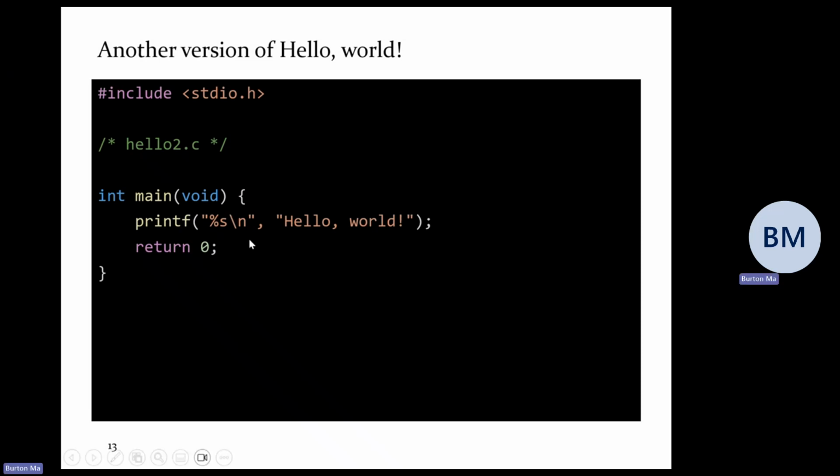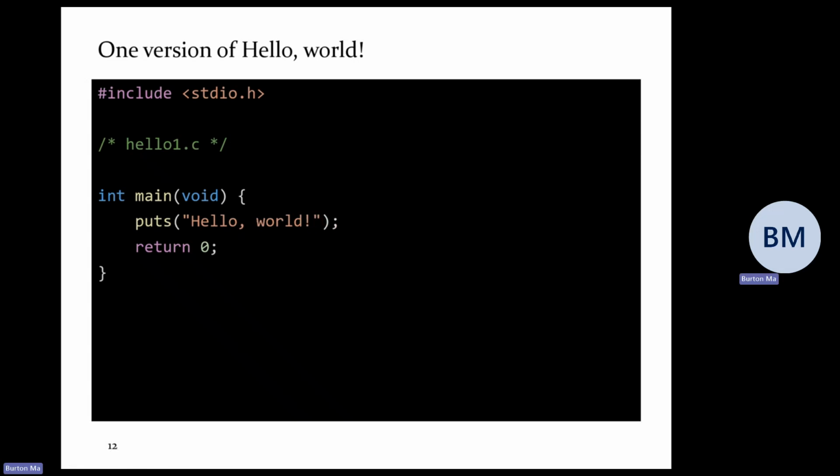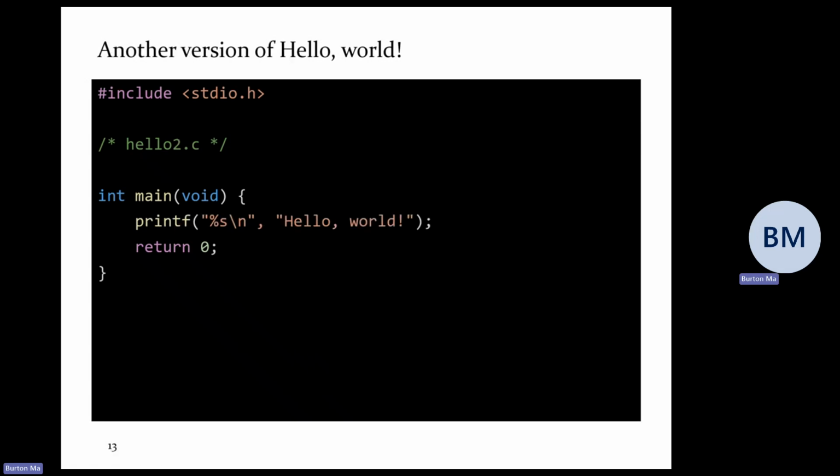The \n is the new line character, so that means print a new line after converting that to a string. So that prints hello world and then goes to the next line. Puts goes to the next line automatically for you. Puts can only handle strings though. Printf can handle anything you pass to it. So if you pass it an integer, you can tell it to convert the integer using a different conversion here. It can handle floats and doubles and so on.